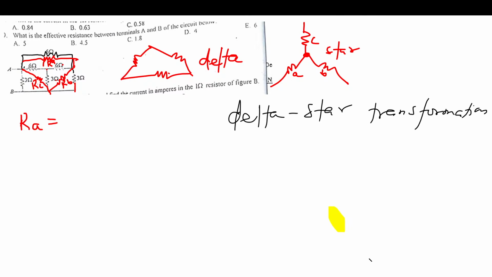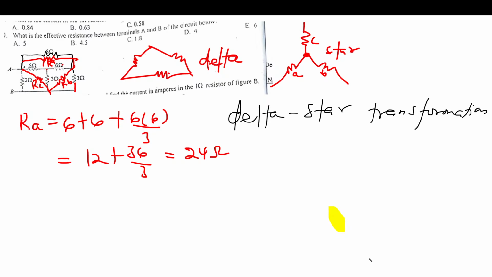RA is equal to the summation of the two resistors that are facing RA. So we have 6 plus 6, plus their product, 6 times 6, over the other resistor, this one, which is 3. So we are going to get 12 plus 36 over 3, which is 24 ohms. Do we get it? Let's find RB.